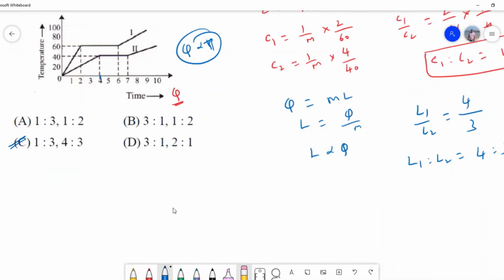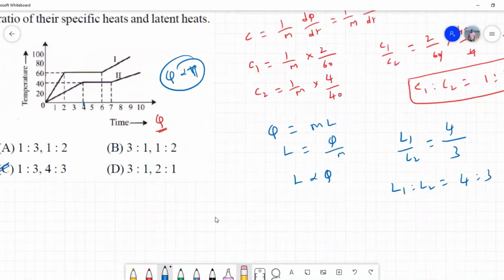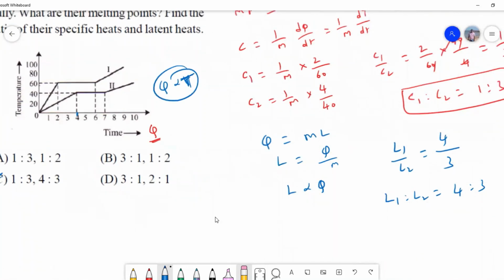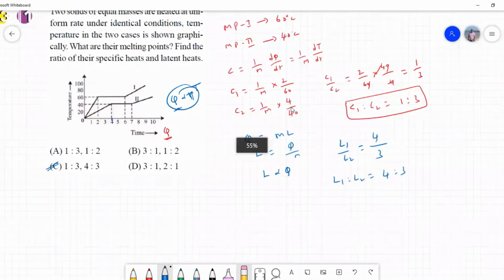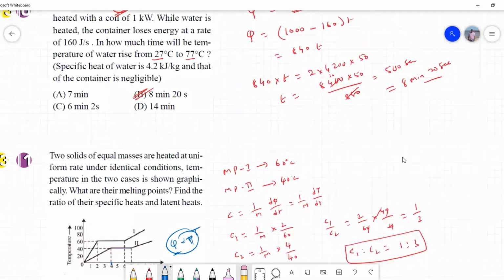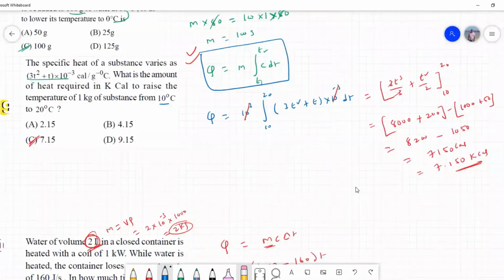So in this problem, you may have confusion here. As I said, the amount of energy supplied is directly proportional to time. The more the time, the more energy will be supplied. So in the place of Q, I can take time. So these are a little bit lengthy and challenging problems from calorimetry.